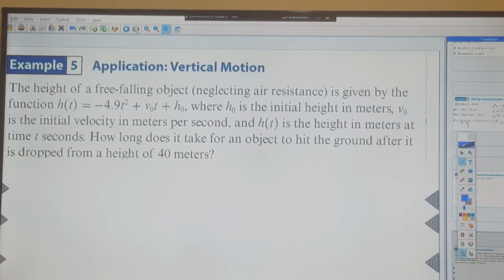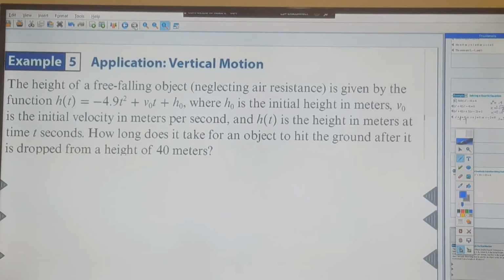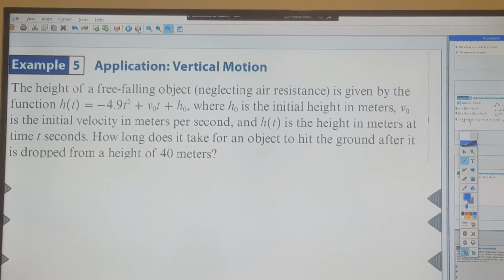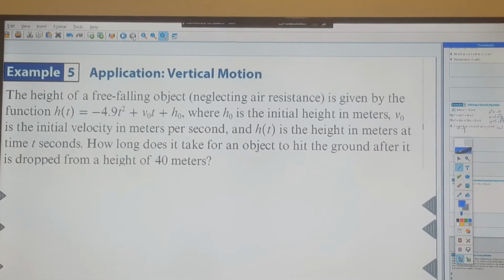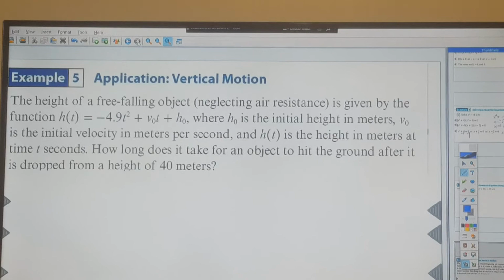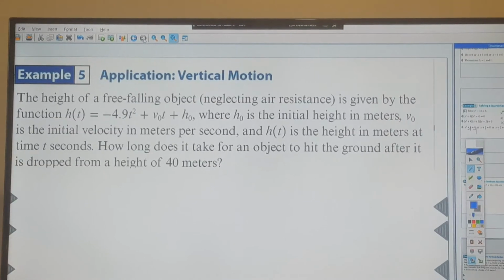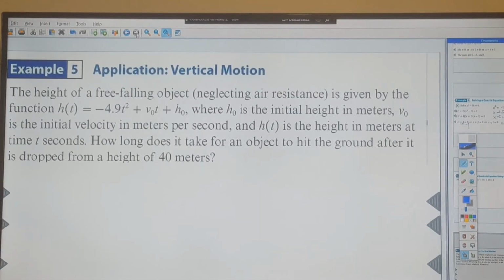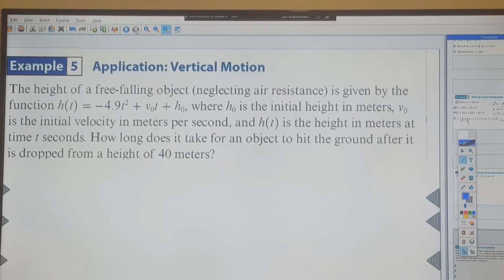Where did it start from? Okay, and the v with the 0 is the initial velocity. What speed did it start at? Okay, h of t is the height in meters at time t seconds. So h would be, for instance, after 3 seconds, how high is it? After 4 seconds, how high is it?